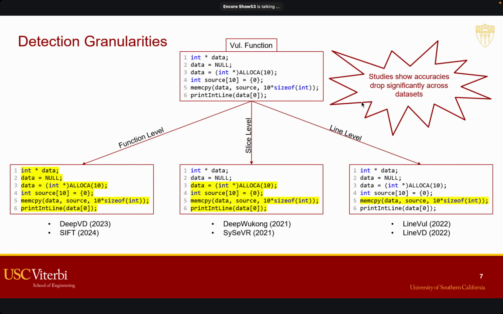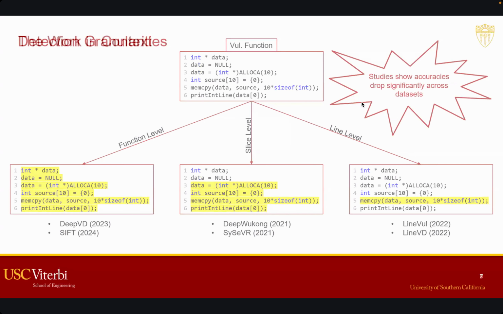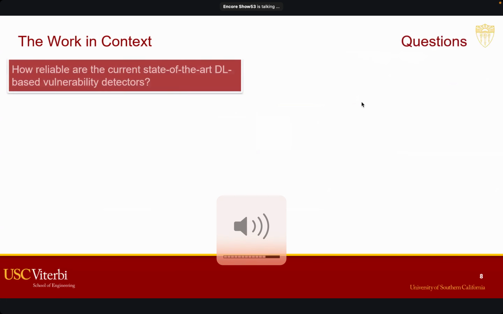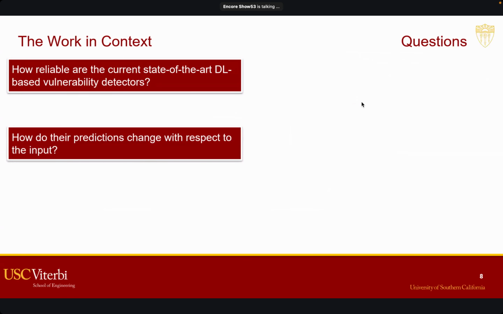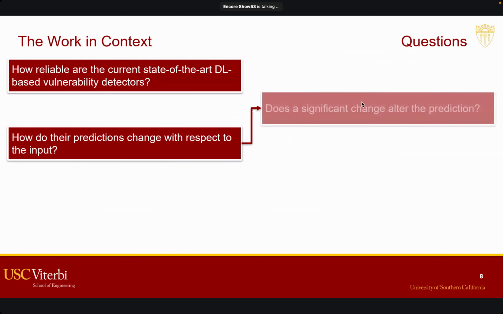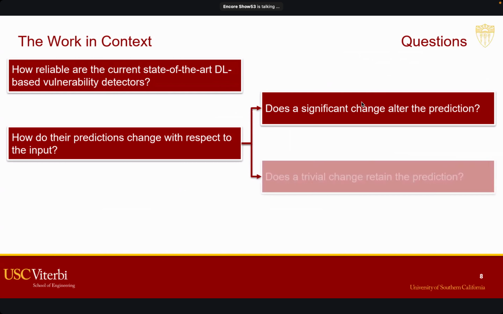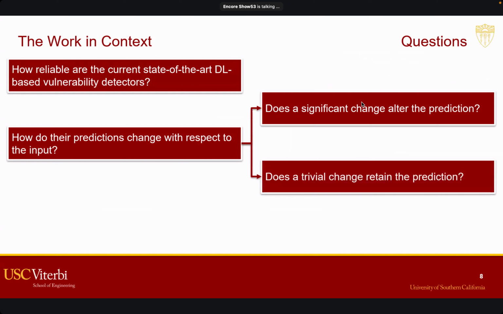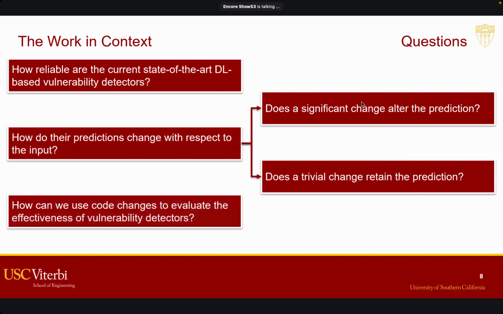Unfortunately, there are studies that show that when you try to use these detectors on other datasets, their performance drops significantly. And that prompted us to ask, how reliable are these detectors? In the sense that, how do their predictions change with respect to the change in input? For example, if there's a significant change in input, do they alter their predictions? If there's a very trivial change in the input, do they still retain their predictions? And can we somehow use these changes in input to come up with a way to evaluate them?